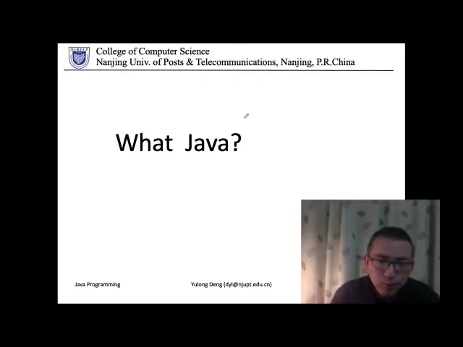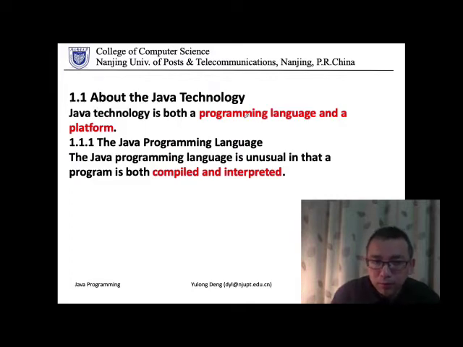All right. So, what is Java? Here we give you a definition. Java technology is both a programming language and a platform. That means Java technology is not only a programming language. You know, C or C++ is only a programming language, but Java is not. It includes a programming language and a Java platform.